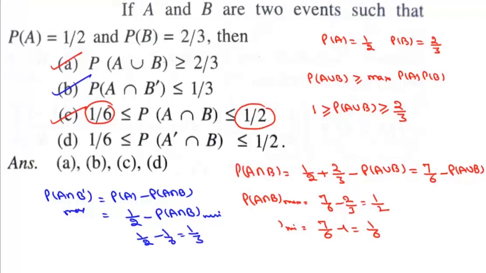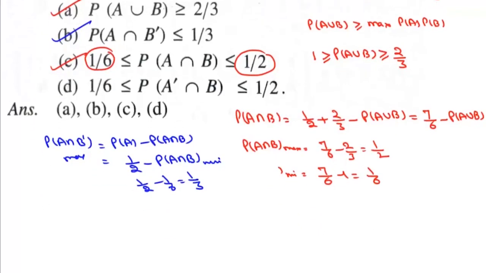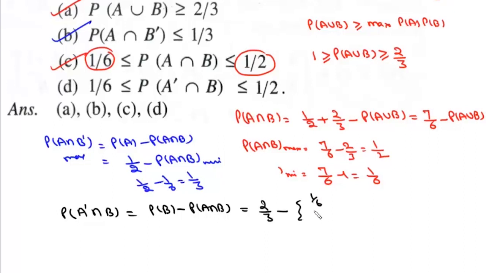Now the same way we can write probability of A complement intersection B. Now probability of A complement intersection B is probability of B minus probability of A intersection B. Now probability of B is 2 by 3 minus A intersection B, which has two values, 1 by 6 and 1 by 2. Now if we take 1 by 6, then it will be 1 by 2, which is its maximum value, and if we put 1 by 2, then it will be 1 by 6. So that means all the four options A, B, C, D are correct.